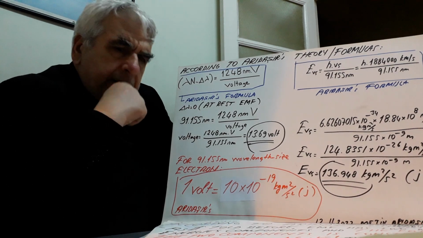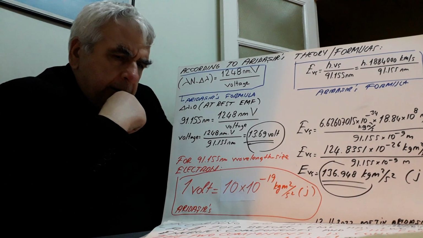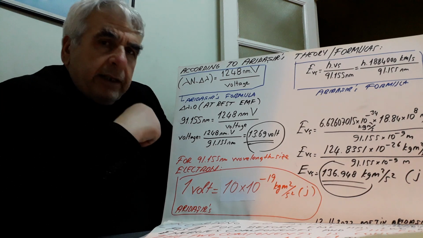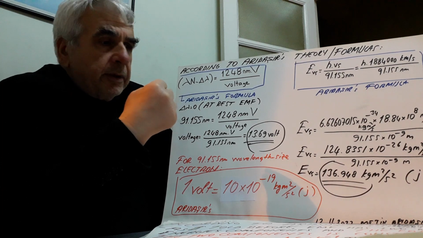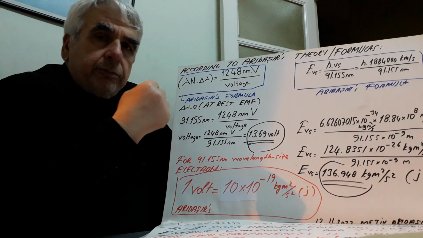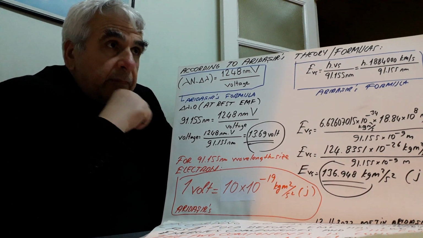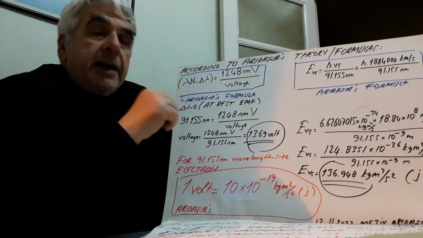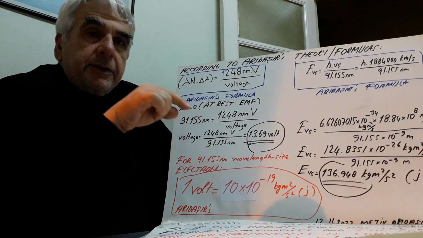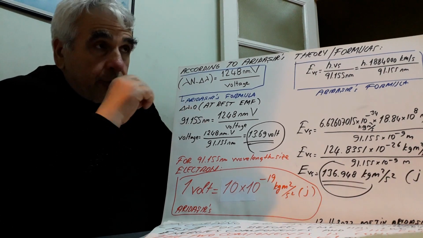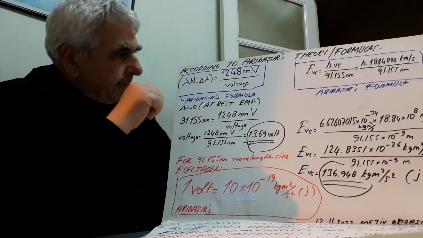And I guess, can volt be energy unit? Because according to my theory and my formula, electron volt is not energy unit because of E is unitless, according to my theory and my formula.